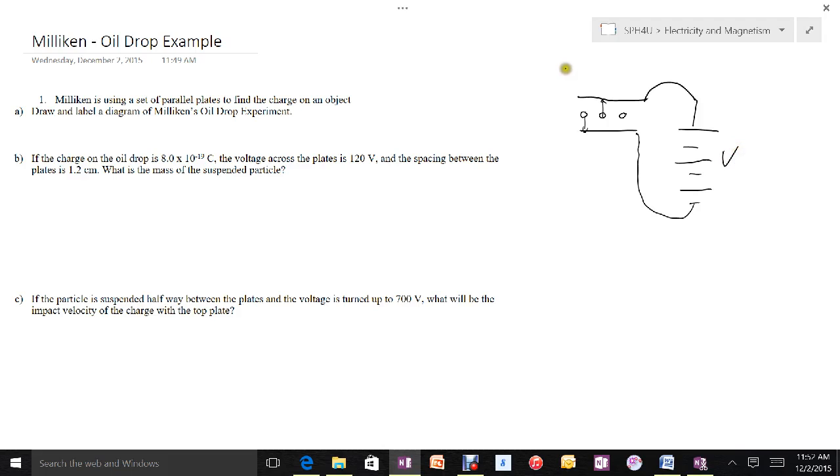This is our battery. These are our parallel plates. And these are the oil drops. Now, by making a careful measure of the radius of the oil drop and using the density of the oil, he could come up with the mass of the oil drop, and based on the mass, he could come up with how much charge would be required to suspend it between those two parallel plates.